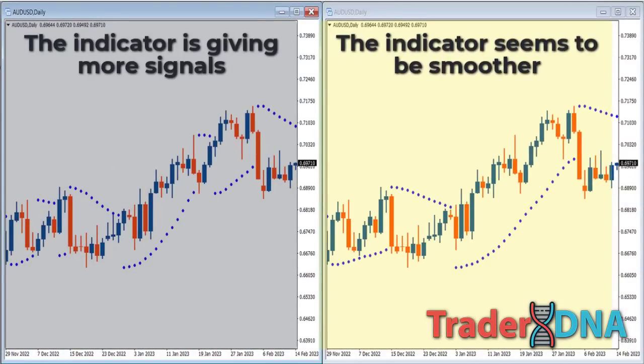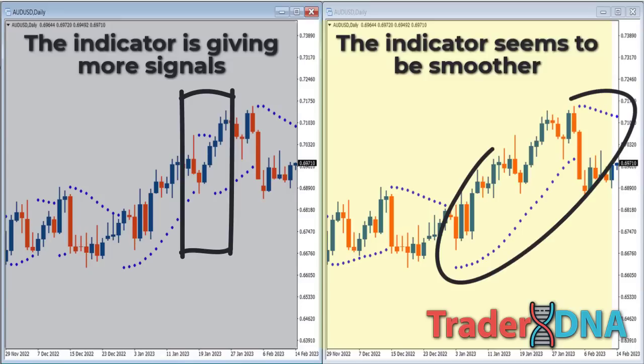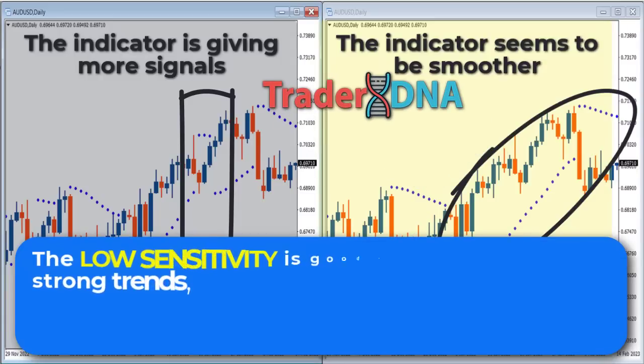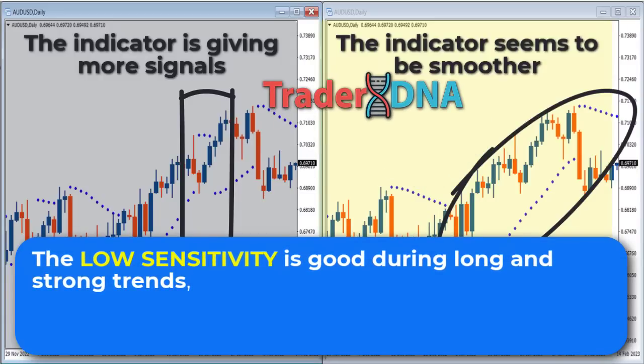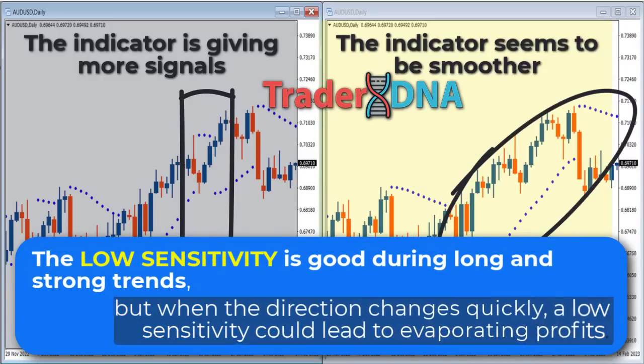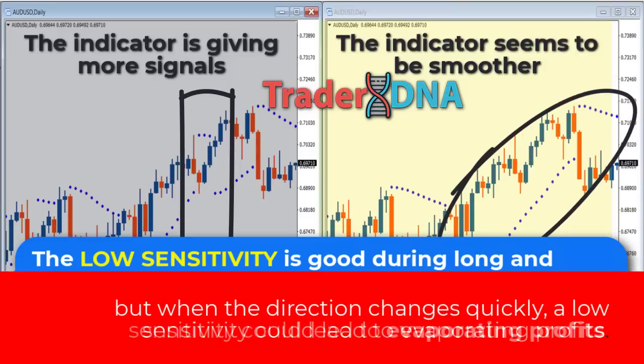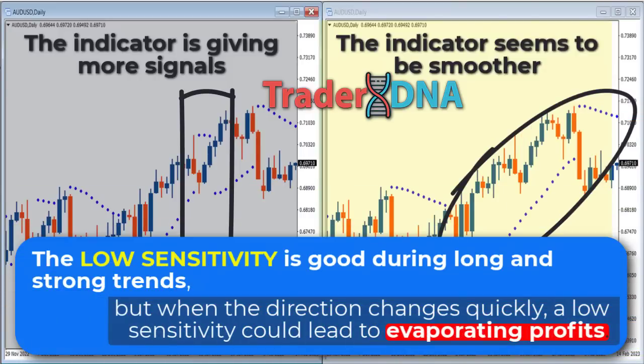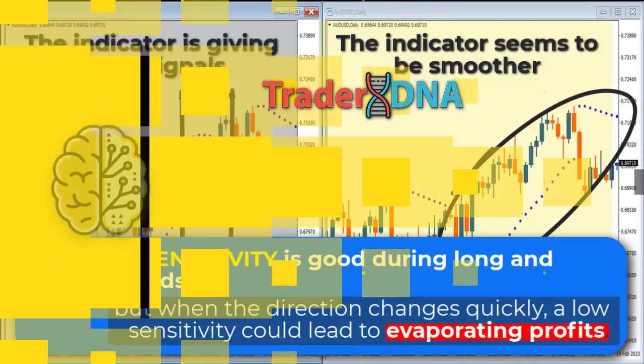However, we can also see that on the left chart, the price is falling rapidly, and whereas the low sensitivity SAR still signals a long trade, the high sensitivity SAR already signaled a change in direction. Thus, the low sensitivity is good during long and strong trends, but when the direction changes quickly, a low sensitivity could lead to evaporating profits. Difficulties trading SAR.